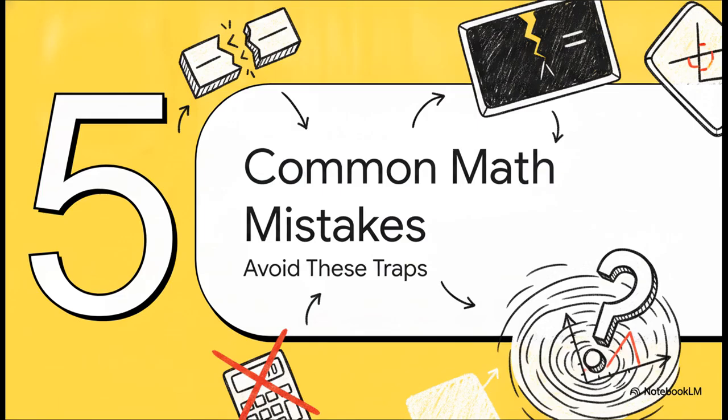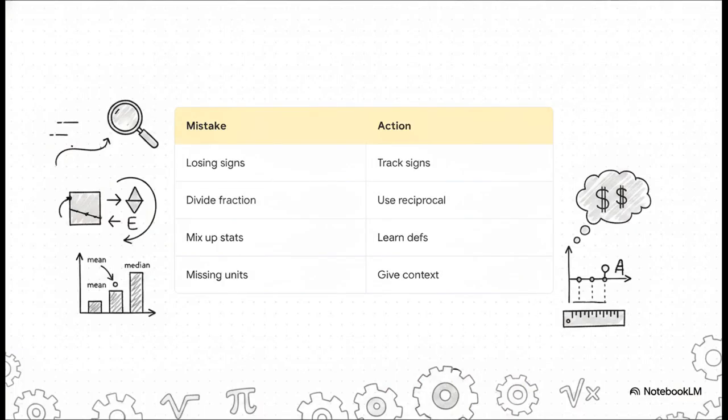Section 5, common math mistakes. Avoid these traps. Now pay close attention, because the hardest part of proportional reasoning almost always stems from one deep misconception: confusing additive and multiplicative scaling.